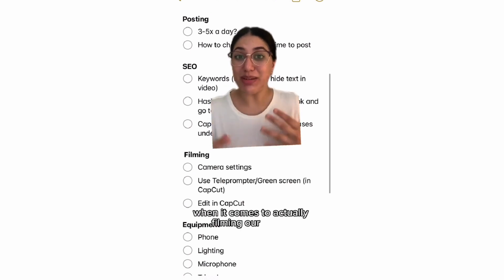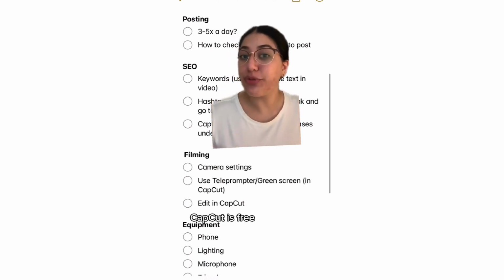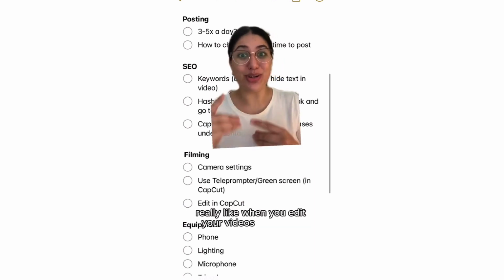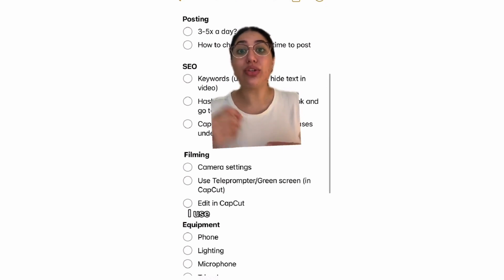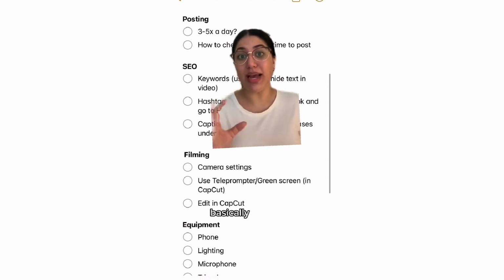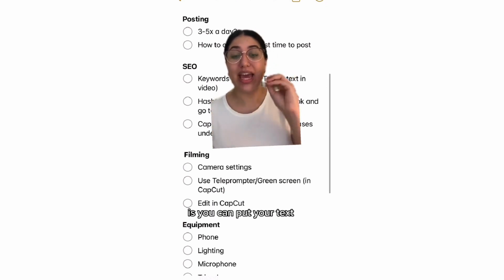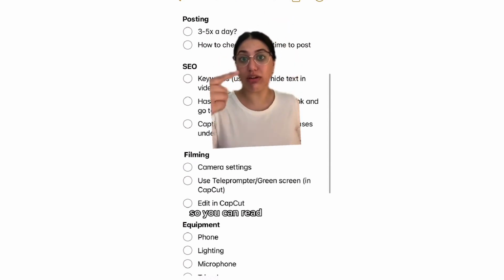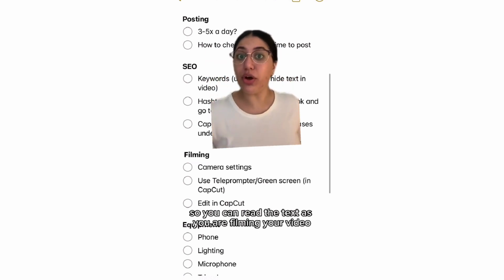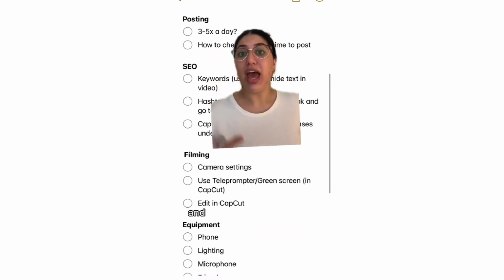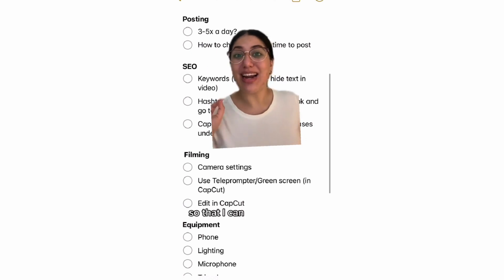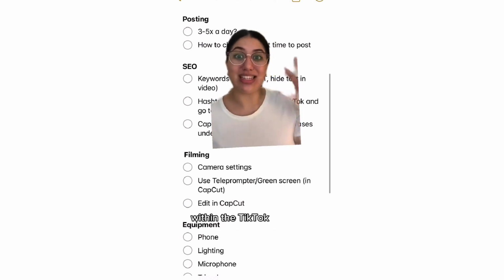When it comes to actually filming my videos, I use CapCut. CapCut is free to download. It's actually made by the same people who made TikTok, so they actually really like when you edit your videos in CapCut. I use the teleprompter apps a lot. Basically what the teleprompter is, you can put your text into the teleprompter and it will roll as you're filming, so you can read the text as you are filming your video. This really helps for my informational videos and ones that I need to read a script off of. And I also use the green screen effect in CapCut, like I'm doing now, to film this video so that I can edit my videos without having to film it within the TikTok app itself.